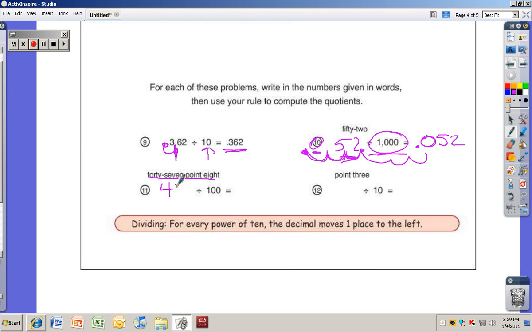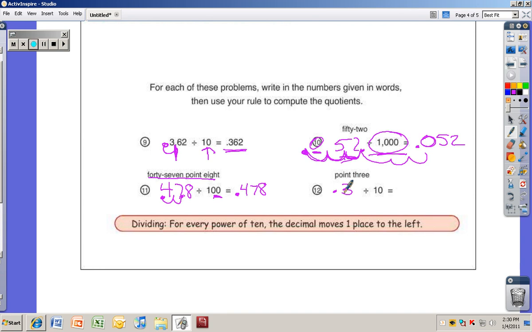47.8 divided by 100. What am I going to do? Move the decimal point. Which direction? Left. How many spots? 2 times. Why 2 times? Because there are 2 zeros in 100. 2 zeros, right? 1, 2, 0.478.